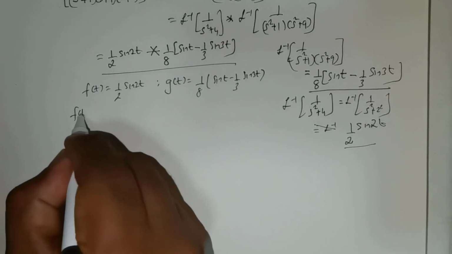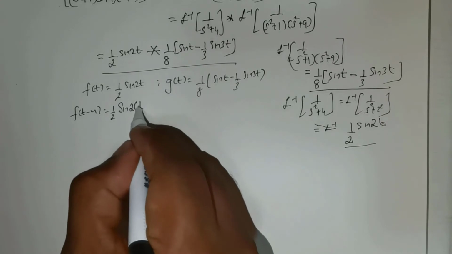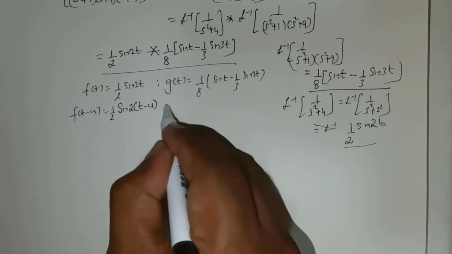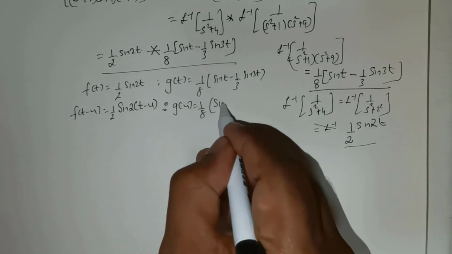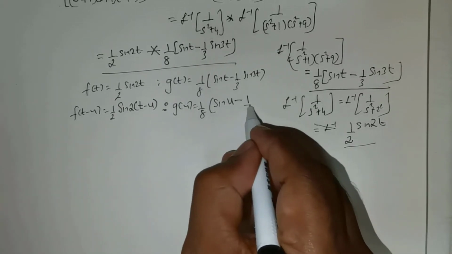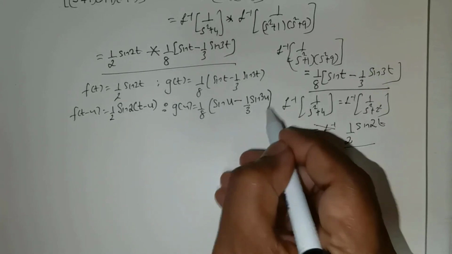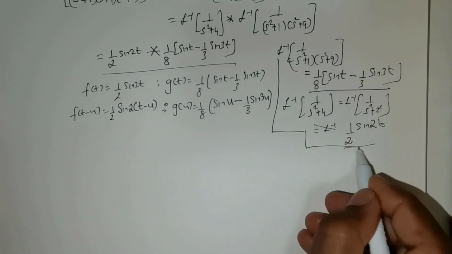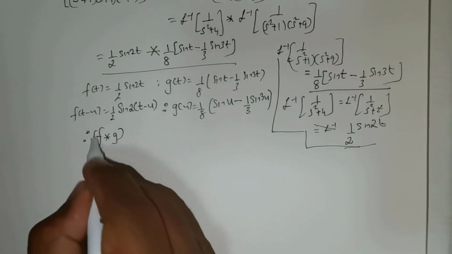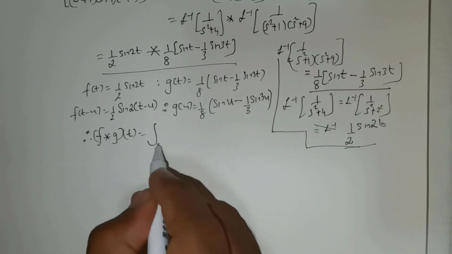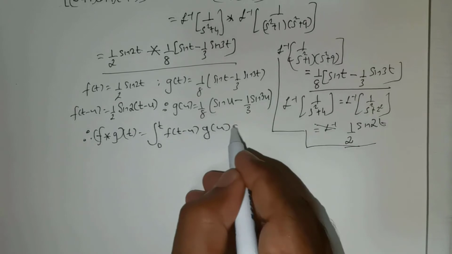Now f of t minus u is 1 over 2 times sine of 2 times t minus u, and my g of u is 1 over 8 times sine u, negative 1 over 3 times sine 3u. So therefore f star g of t is equal to the integral from 0 to t of f of t minus u times g of u du.